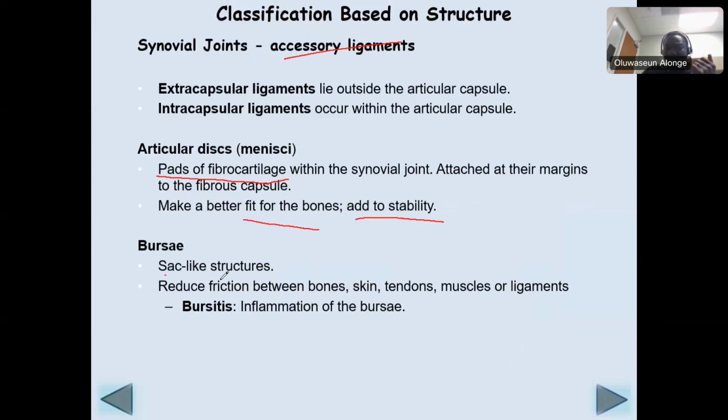Now, bursae are sac-like structures. They help to reduce friction between bones, skin, tendons, muscles, and ligaments. Inflammation of the bursa is what we call bursitis.